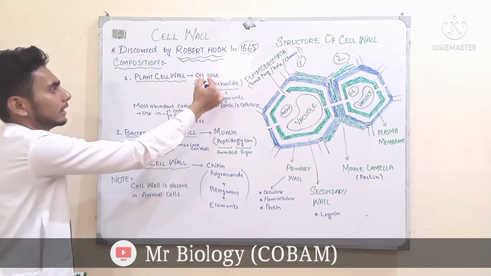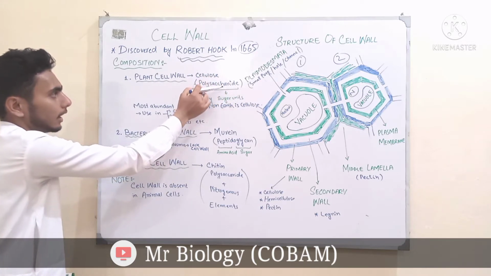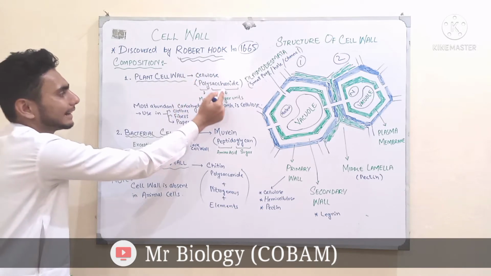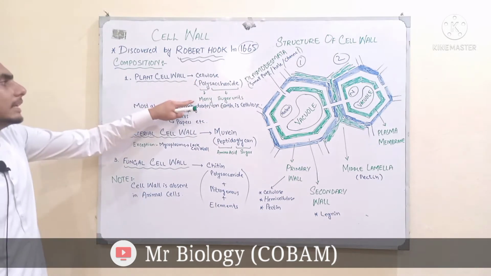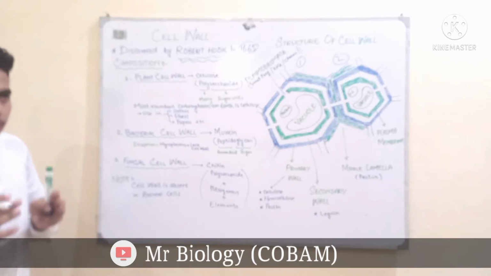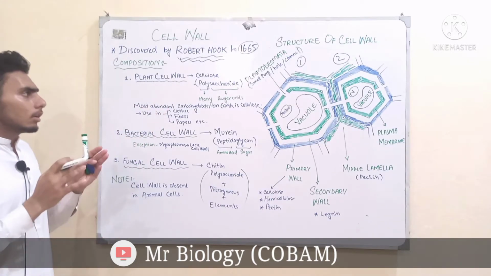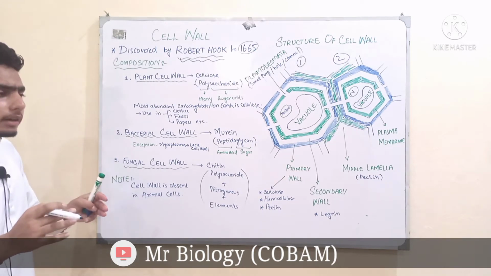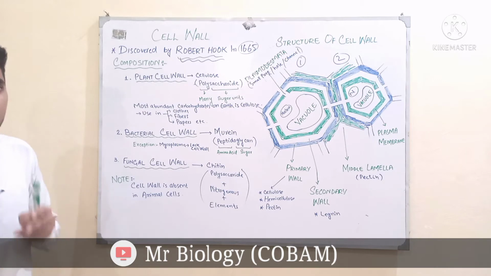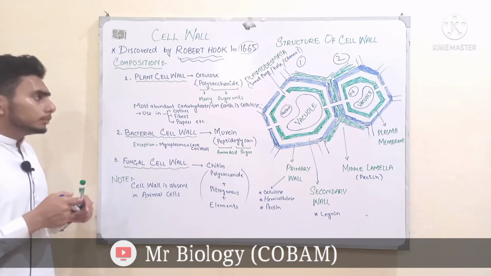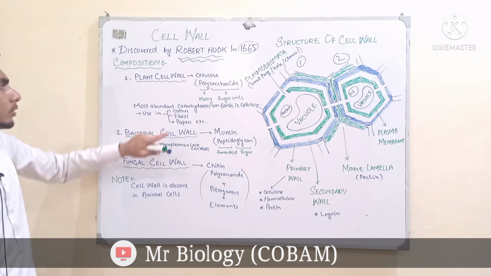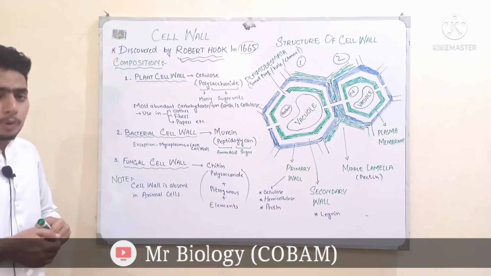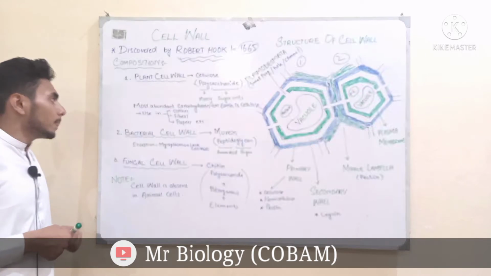Now, this cellulose is basically a carbohydrate, and in carbohydrates, cellulose is a polysaccharide. Poly means many, and saccharide means sugar units. So cellulose is basically a polysaccharide, and polysaccharides come in the category of carbohydrates. Now, cellulose is the most abundant carbohydrate on earth. This is a very important MCQ.